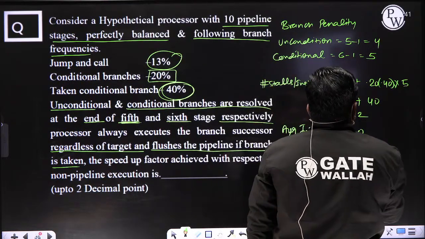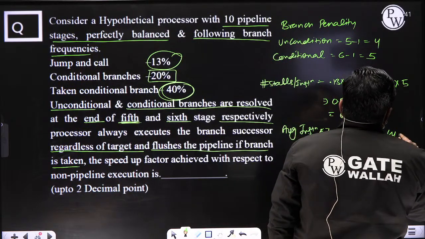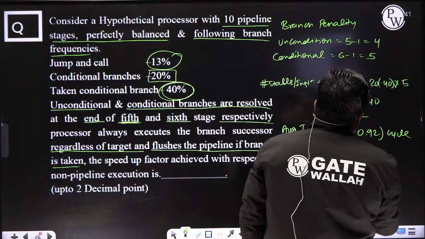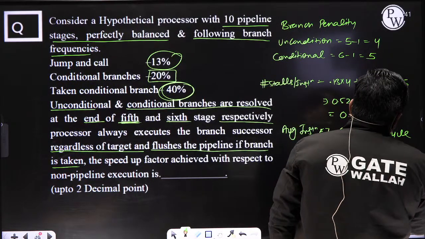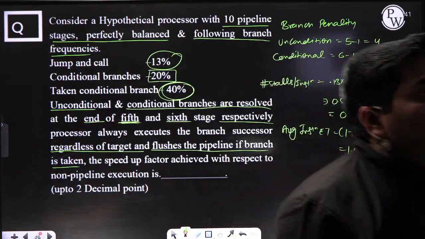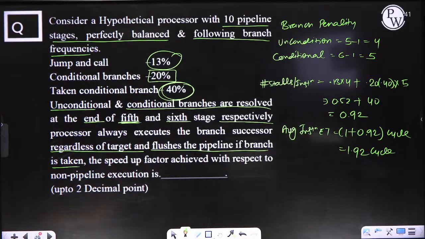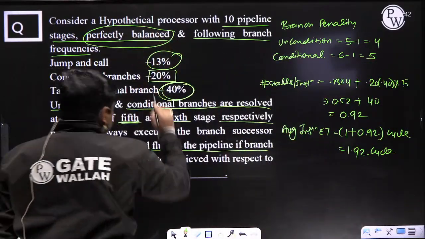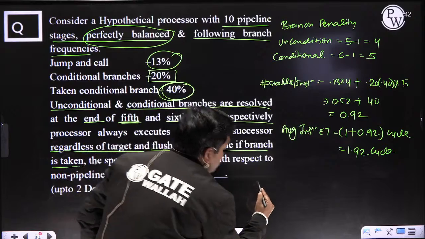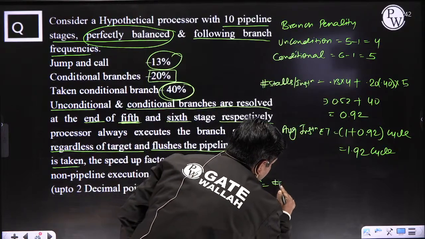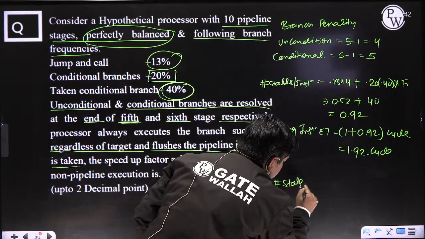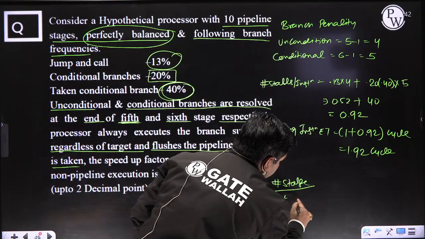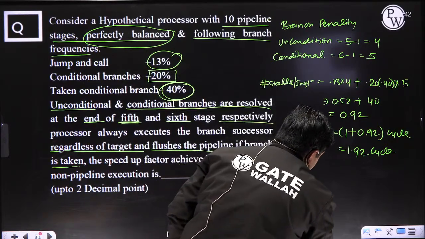1 plus 0.92 cycle. How much are you getting? 1.92 cycle. Here, because it is perfectly balanced, it is mentioned. So what is the speedup factor? Speedup factor is the pipeline depth, the number of stages, divided by 1 plus the number of stalls per instruction.